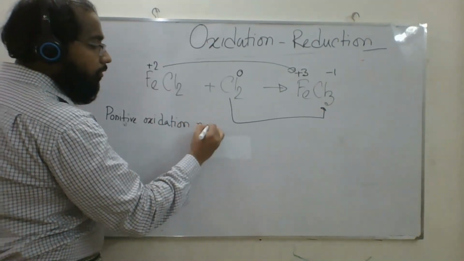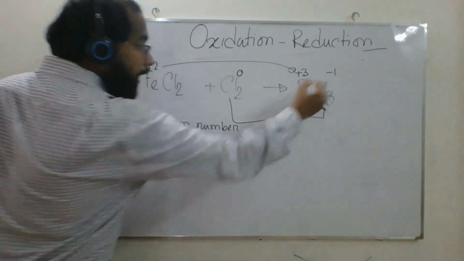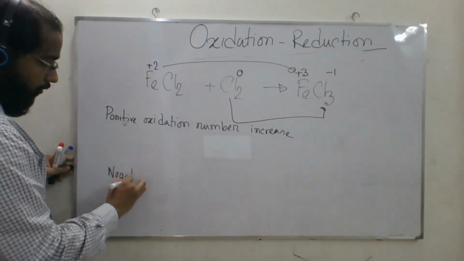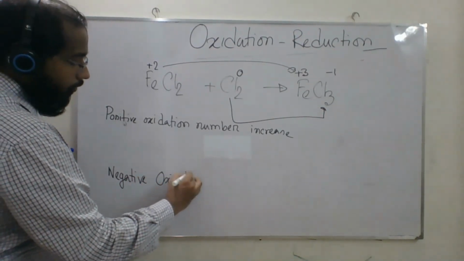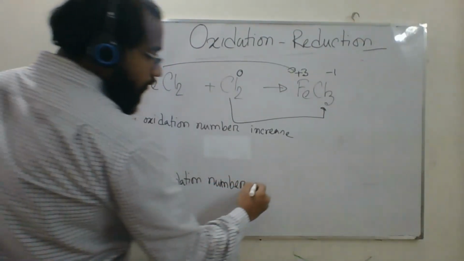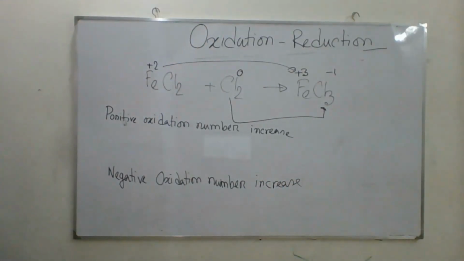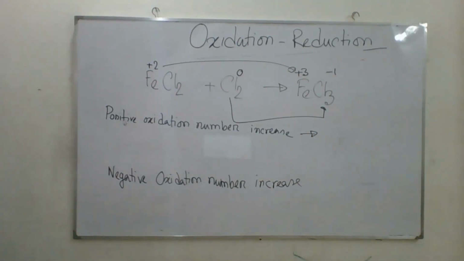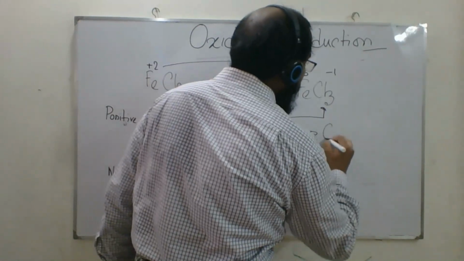and for chlorine the negative oxidation number increases. So if in any reaction the positive oxidation number increases, then the reactant for which the positive oxidation number is increased gets oxidized.